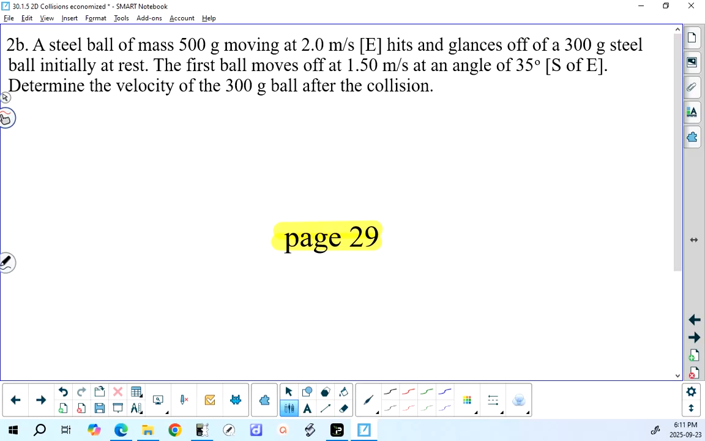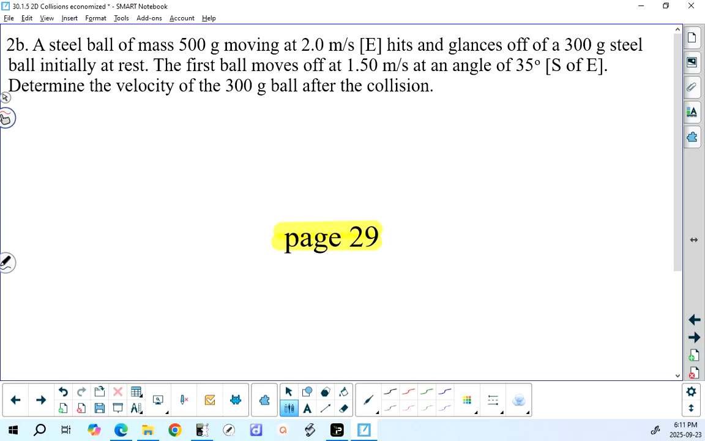A steel ball of mass 500 grams is moving at 2 meters per second east. It hits and glances off of a 300-gram steel ball, which is initially at rest. The first ball moves off, that's the 500-gram ball, at 1.5 meters per second at an angle of 35 degrees south of east. Determine the velocity of the 300-gram ball after the collision.